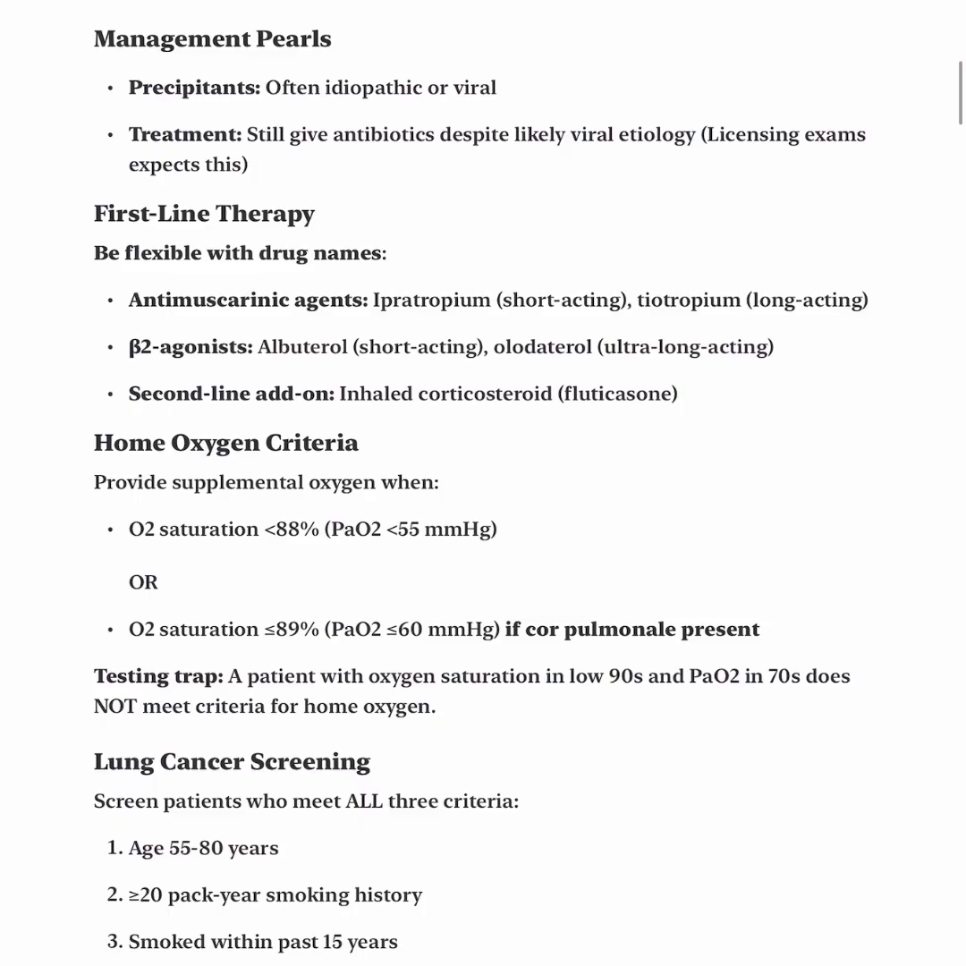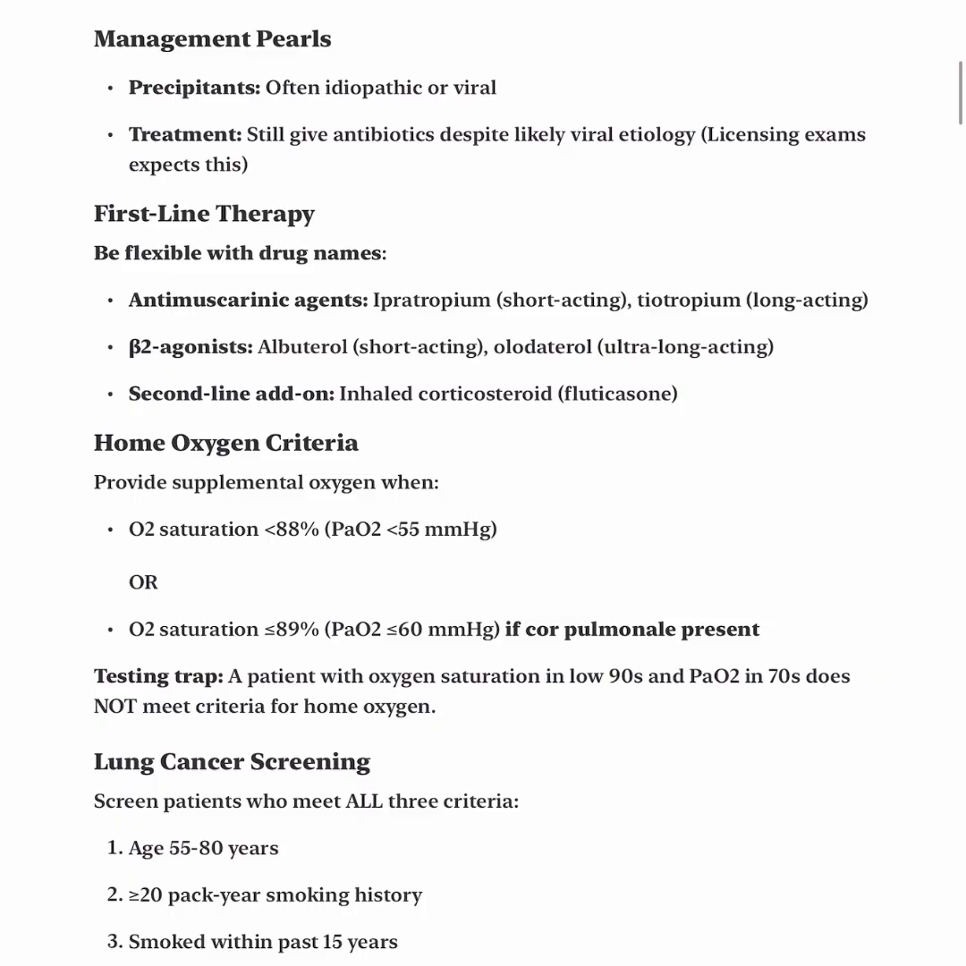Another important criteria that you need to memorize is the criteria for home oxygen therapy. Here, you're going to be providing supplemental oxygen when the patient's O2 saturation is less than 88% or a PaO2 of less than 55, or an O2 saturation less than 89% with a PaO2 of less than 60 if cor pulmonale is present.